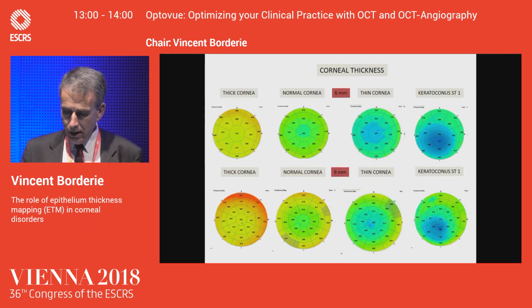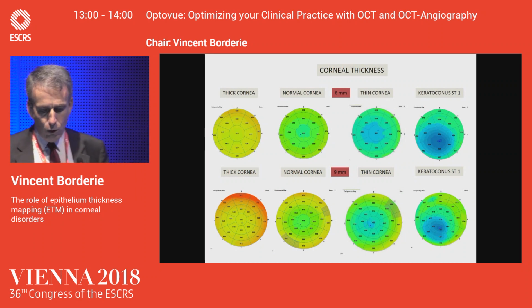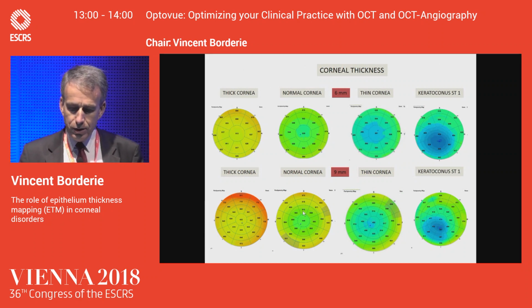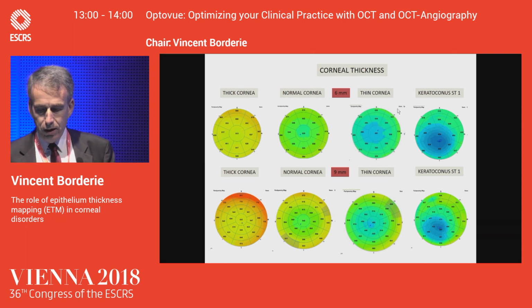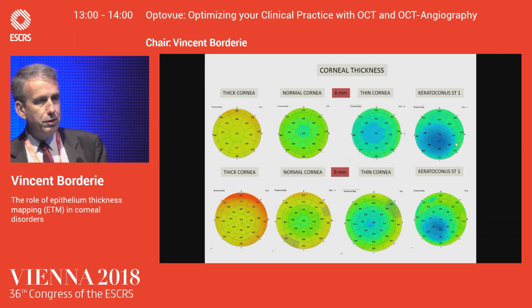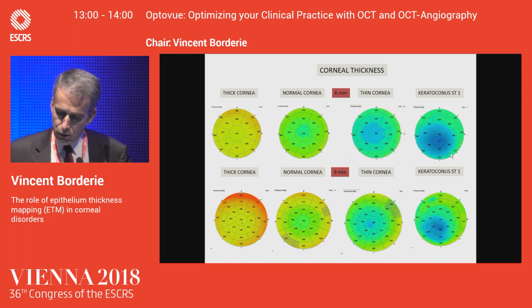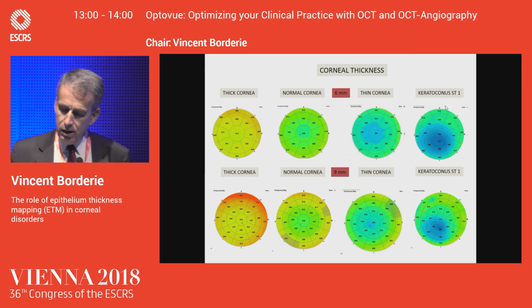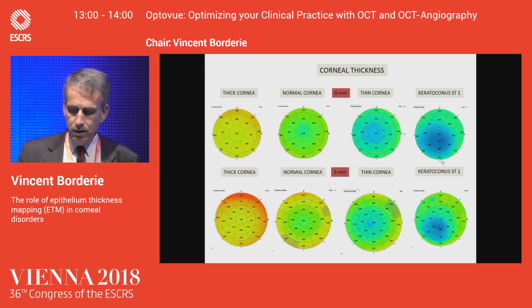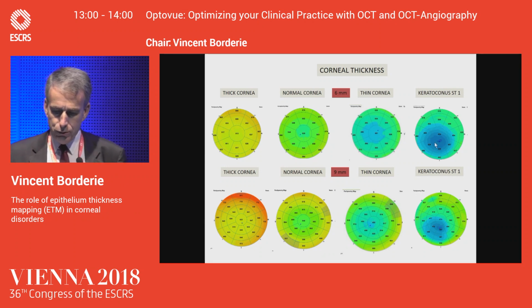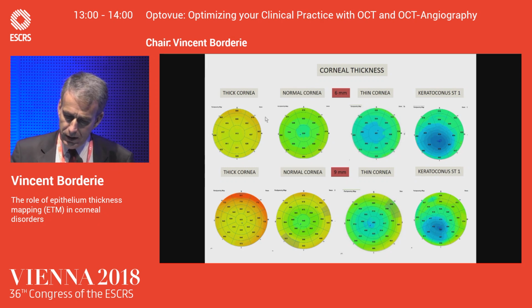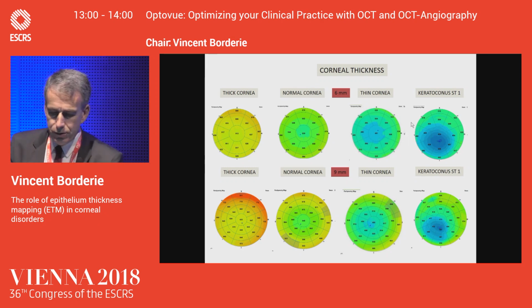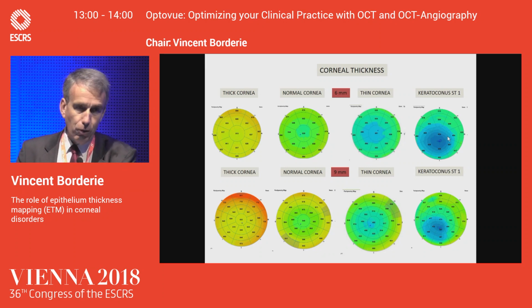To start, let's have a look at these four corneas. One is a normal cornea, one is a thick cornea, a thin cornea, and a cornea with early keratoconus. If you look at the corneal thickness maps, you clearly see corneal thinning in case of early keratoconus, which you don't have in the other three corneas, and is, of course, a localized thinning of cornea.